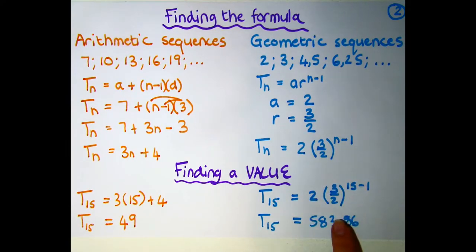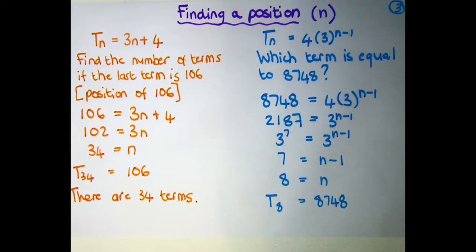This one had to be done on the calculator. We had to round off to 2 decimal places. And that concept is a little bit unusual until now, so just be mindful of the fact that that can happen. When we're finding a position, it's because they give you the value.